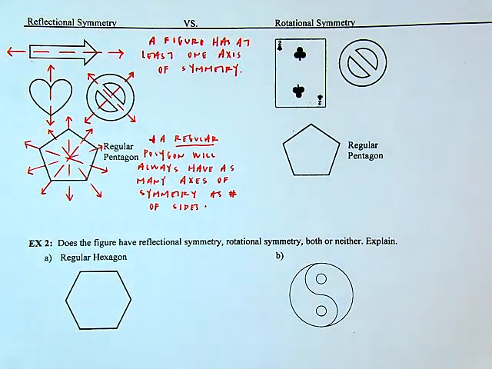All right, so that's reflectional symmetry. We have to be able to identify at least one axis of symmetry. So one axis or more, it has reflectional symmetry. Okay, next we're looking at rotational symmetry. So if a figure has rotational symmetry, that means that it rotates onto itself at least 2 times within one full revolution. So one of my favorite examples is using a playing card.